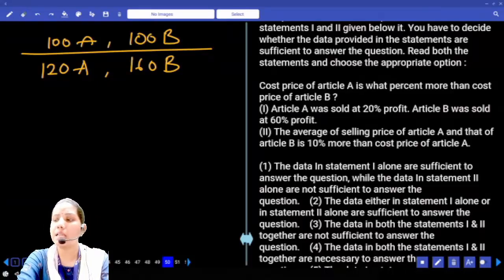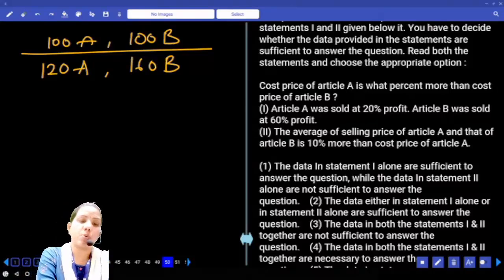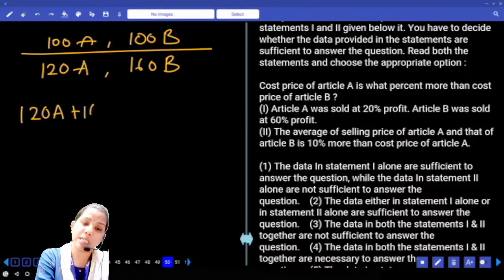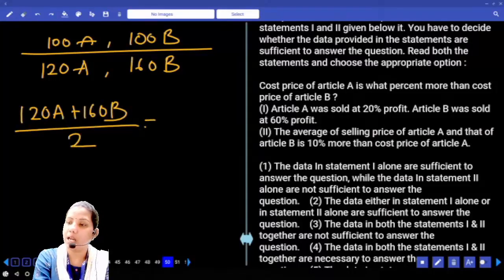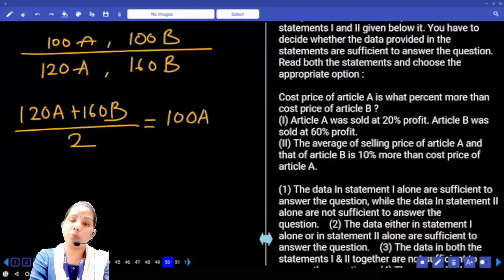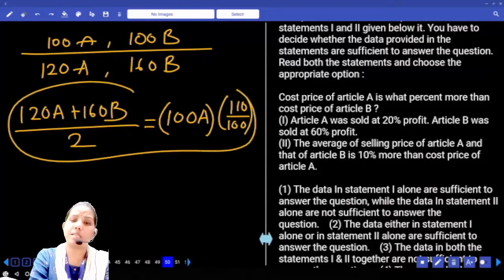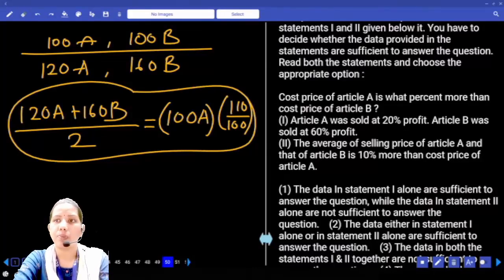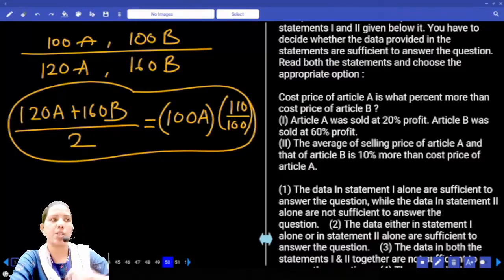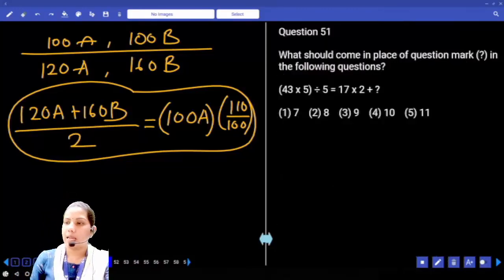Next statement 2. The average selling price of article A, that of article B. A was sold at how much percentage profit by using statement 1? 20%. B was sold at 60%. What is average? 120A plus 160B by 2 is equal to how much? 10% more than cost price of article A. What is cost price of article A? 100A. It is how much percentage more? 10% more. So it is 110 by 100. Definitely by using this statement, we can find the ratio between A and B. By using A and B ratio, definitely we can find how much percentage more or how much percentage less. So 1 and 2 together are sufficient to answer the question. Next question number 51.